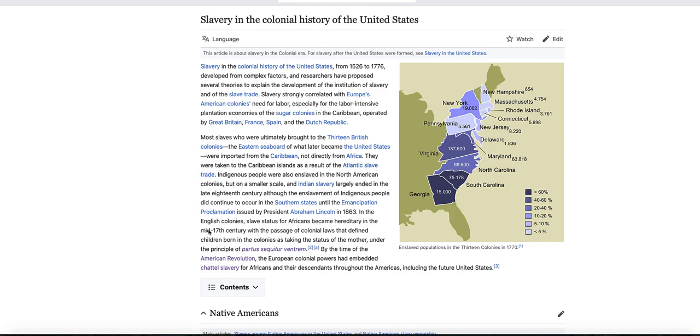So it says in the English colonies, slave status for Africans became hereditary in the mid 17th century with the passage of colonial laws that defined children, minors, born, okay, and I'm wondering if born means the same thing as birthed, because again, a ship births up, it comes up to a dock and it gives birth. It also has a belly or a womb that has ribs. So again, children born in the colonies as taking the status of their mother.